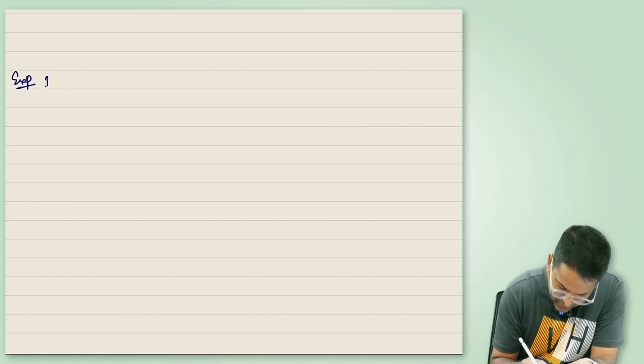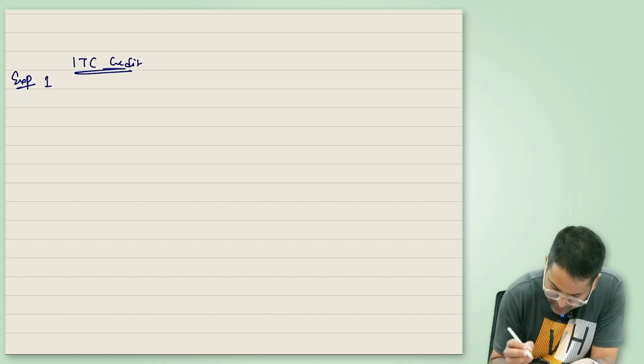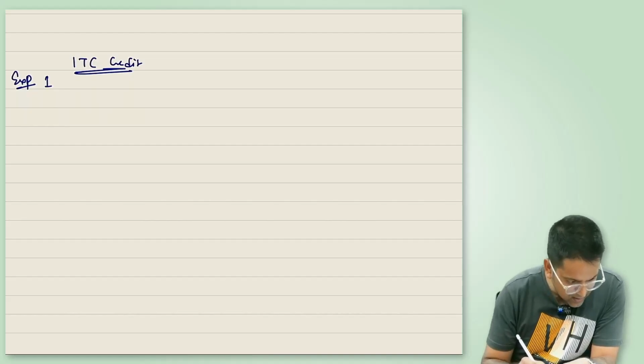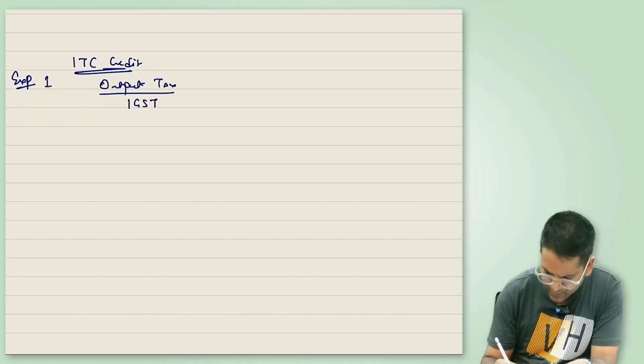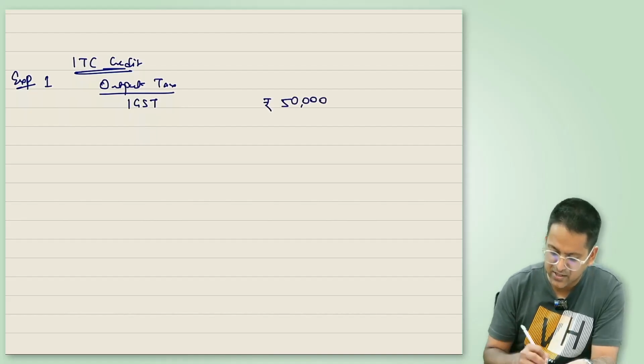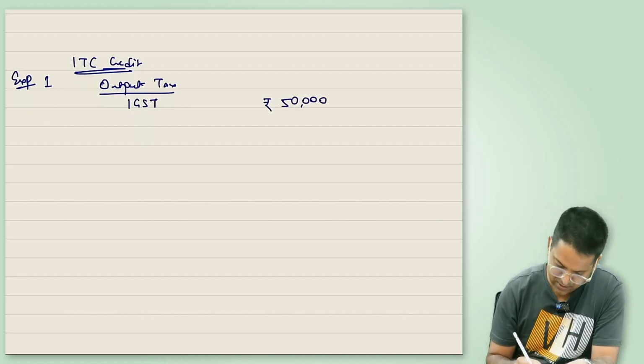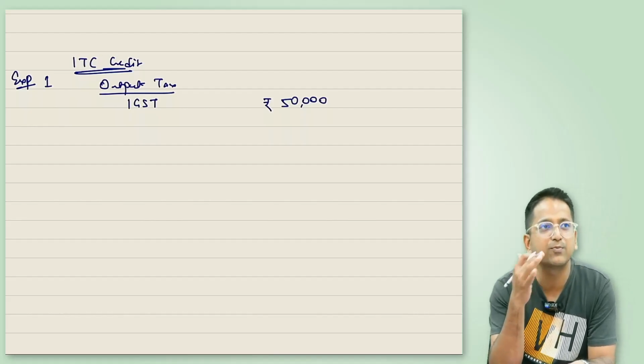Example 1. Write this down. ITC credit. We're learning about input tax credit. The question is, let's assume in the output tax, I have IGST of 50,000 rupees. Meaning on sale IGST levied is 50,000 rupees. Right. Okay, when do we have to do these adjustments?